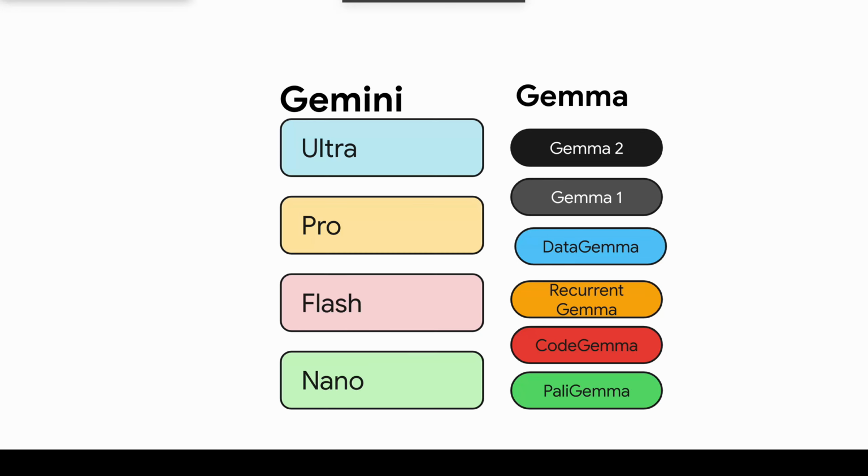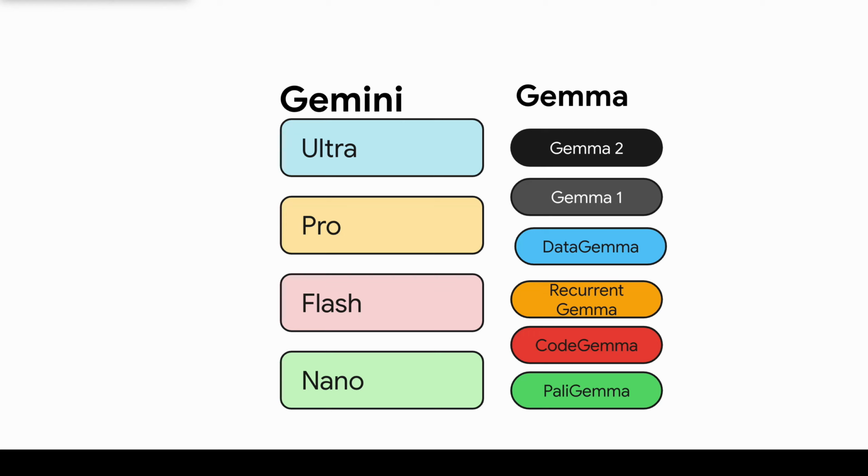So the summary would be, we have the Gemini model for the enterprise version and powerful applications. We have these many variants, and we have Gemma, which is an open model for the research and development community. We have DataGemma, CodeGemma, PaliGemma, and so many great things, right?